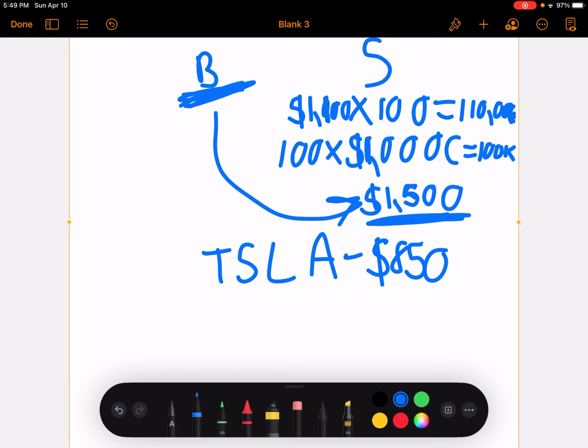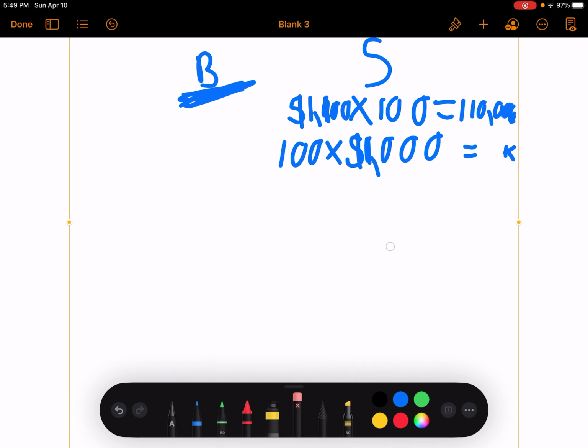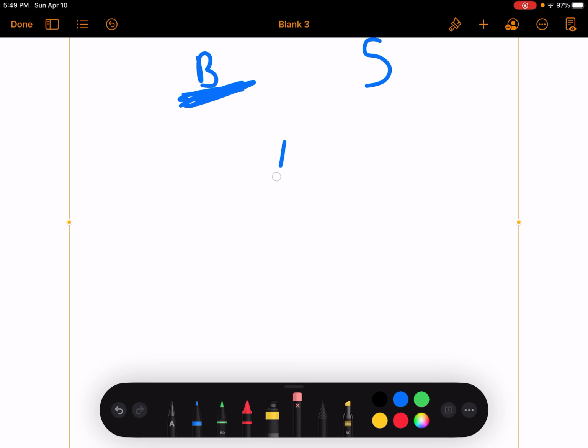But you can also trade the premium. Let's say Tesla tomorrow goes to $900. Now this premium, instead of being worth $1,500, might be worth $3,000, and you make $1,500 instead of having to wait for expiration and having to buy the shares. So that's pretty much how the calls work.